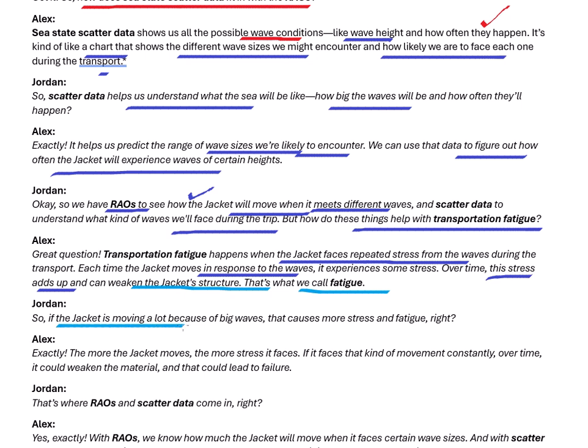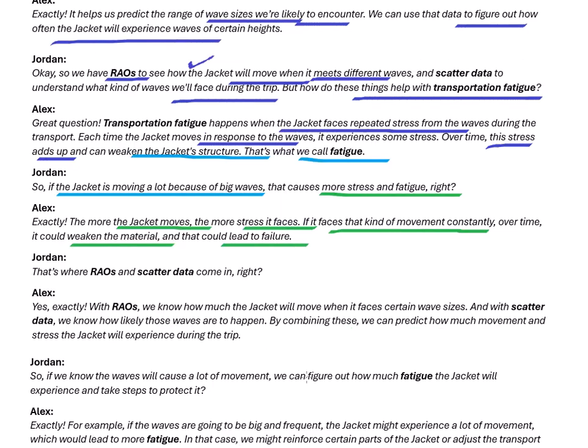So if the jacket is moving a lot because of big waves, that causes more stress and fatigue, right? If it moves a lot, it causes more stress, and more fatigue can happen. Exactly, the more the jacket moves, the more stress it faces. If it faces that kind of movement constantly over time, it could weaken the material, and that could lead to failure.